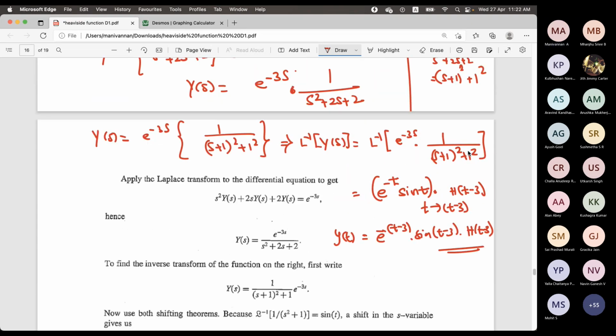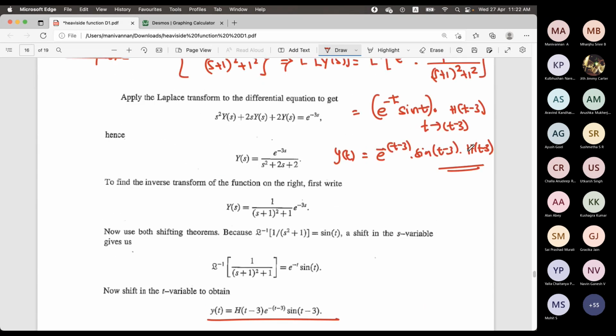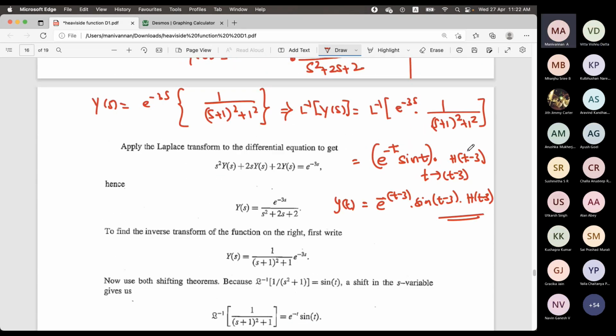Is it clear? Sir, can you explain that last step one more time, this part, separately?